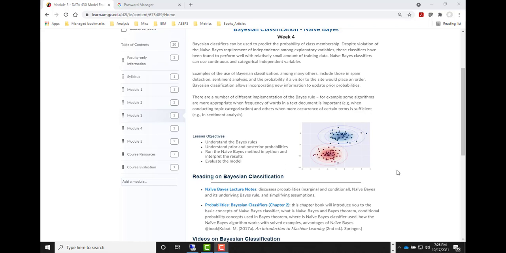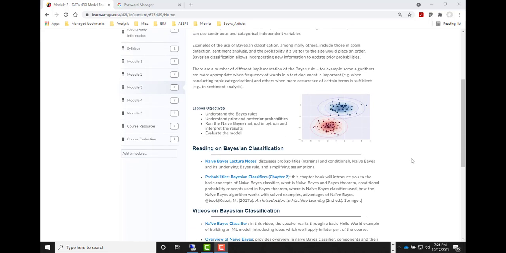Specifically, this is what will be covered in this module: you would have to understand the Bayes rule, a simple rule but powerful, and understand prior and posterior probability. Prior is probability based on existing knowledge and information, and posterior probability is a probability updated based on evidence that you gather.